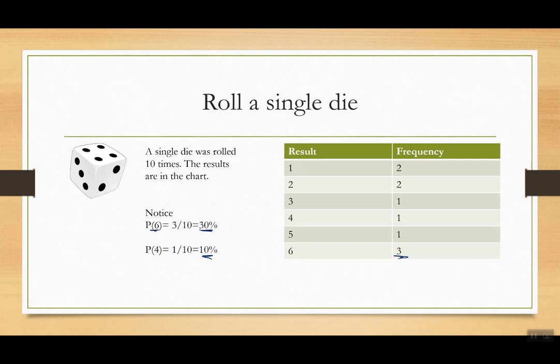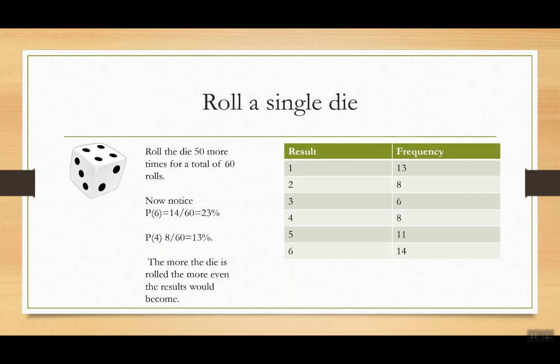So I want to say, well, what if I did it more? What if instead of doing 10 times, I added another 50 times to this experiment? So I did. I had my calculator do it 50 more times and tally the results. So now in this new bigger experiment, I have a 1 13 times, a 2 8 times, a 3 6 times, a 4 8 times, a 5 11 times, and then a 6 14 times. And remember, there's a total of 60.